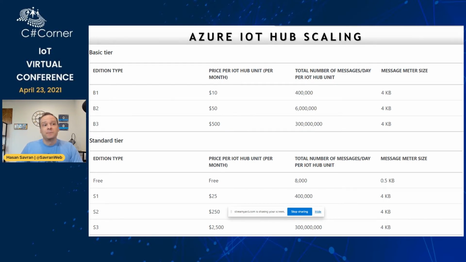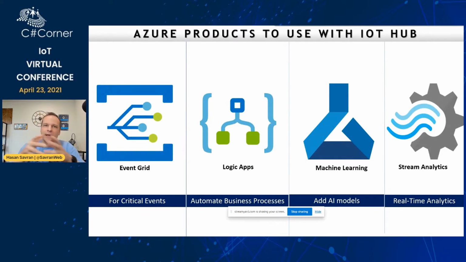But the best part here is, you are not just done after you start to send the data. There are many services and features on Azure. You can create pipelines from Azure IoT Hub to, for example, Event Grid. Event Grid is for critical events. For example, if you put an IoT device in your car and the car crashed and it sent the data, if your pipeline goes to Event Grid, we can call the cops or the ambulance for you. Or if it's just for workflow, you can use Logic Apps, and Logic Apps is for automating the business process.